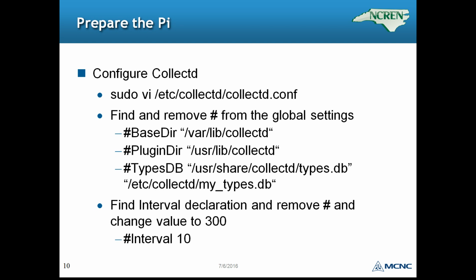So once again, I'm going to use a find, right? I'm going to look for something. What I'm looking for is in the global settings, which is really near the top of the config file. So you really could just arrow down and find these entries. What we want to do is remove the pound sign, which is basically a comment, right? So we're removing the comment from these lines so that we can enable these parameters.